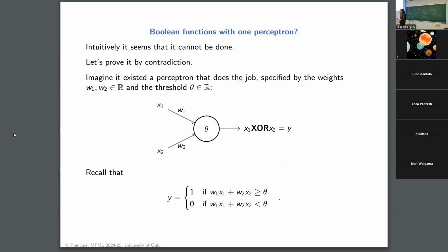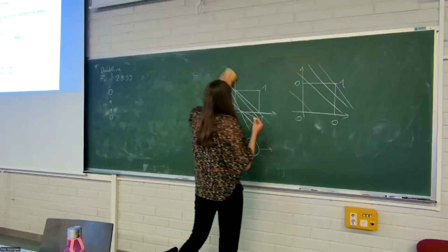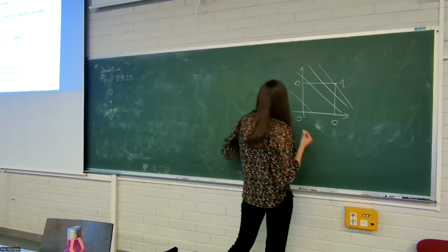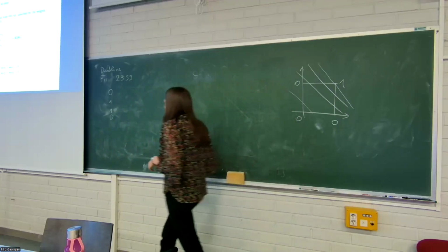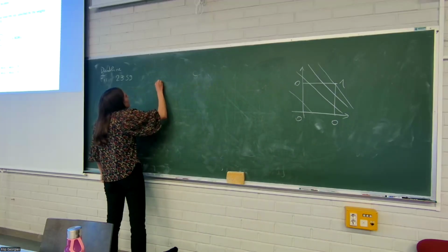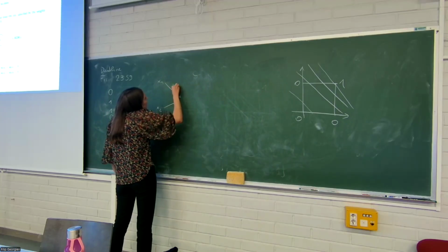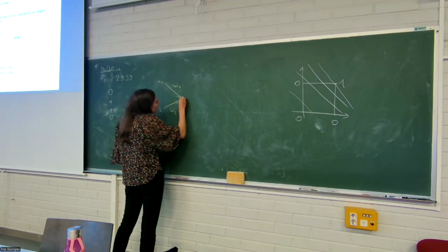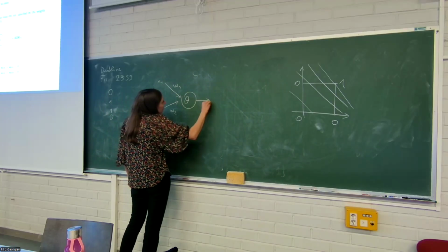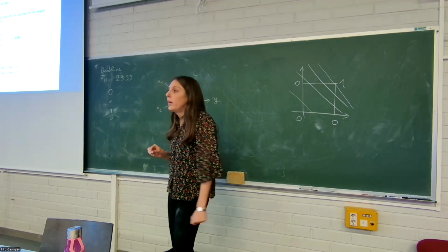We have to prove it by contradiction. We imagine that there exists a perceptron that does the job, and we show that it leads to something contradictory. Okay. Let's do this. I imagine there exists a perceptron that is done in this way. So I have x1 and x2, I have weights W1 and W2, I have threshold theta, and I have output 1.